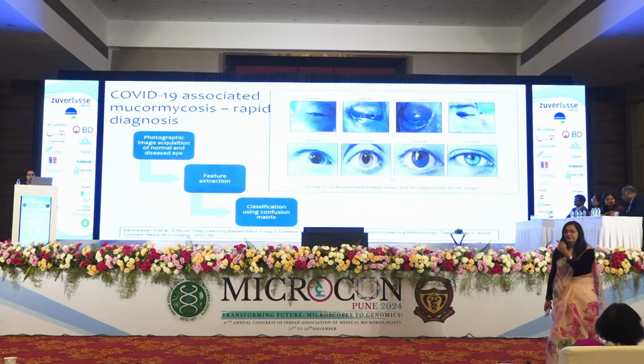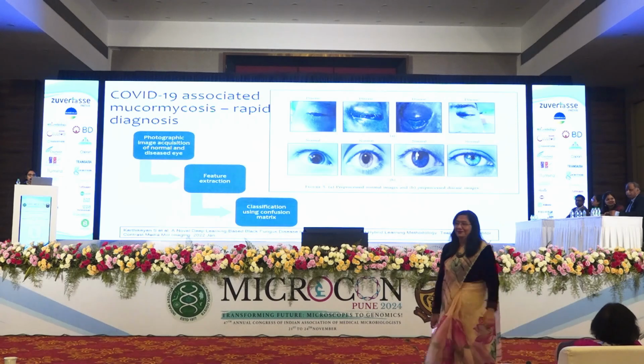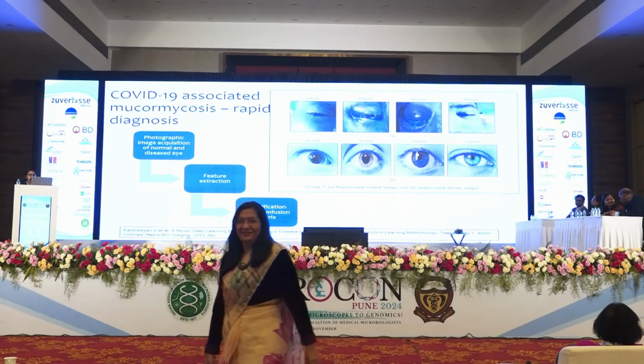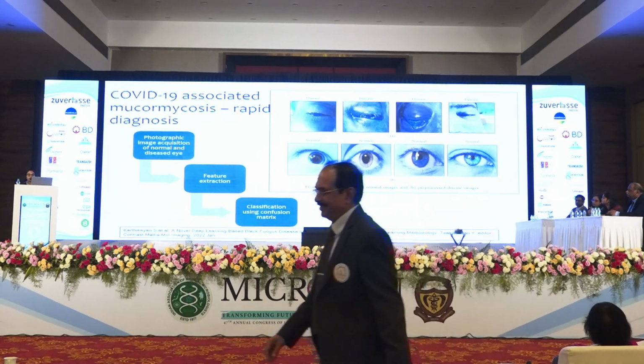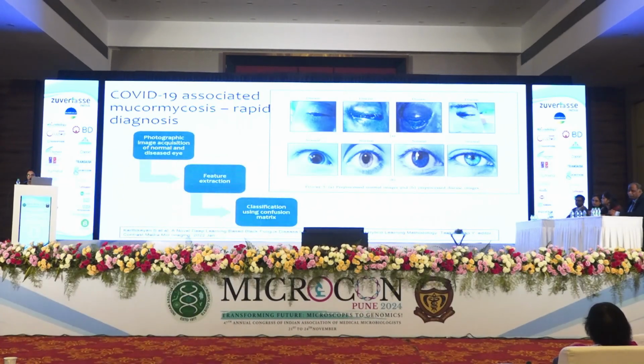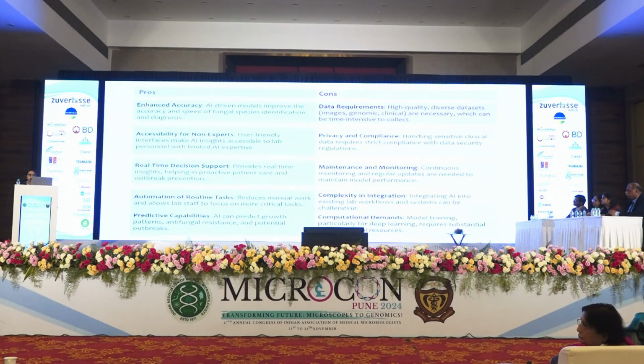Even during the COVID times, these were tested out, and the group tested the photographic image acquisition of normal and diseased eye, did a feature extraction and classified using a confusion matrix to pick up COVID-19 associated mucormycosis from remote settings. So you can have an image uploaded from probably a village where you're sitting, and send it to the AI-based apps or platforms that people have developed, and it can give you a probability index and tell you that this is this condition.